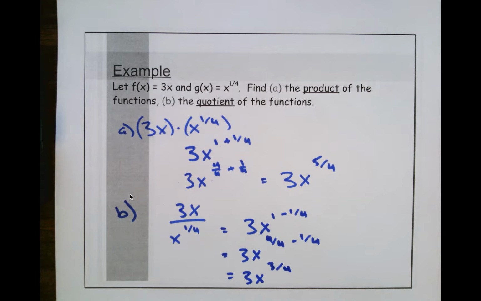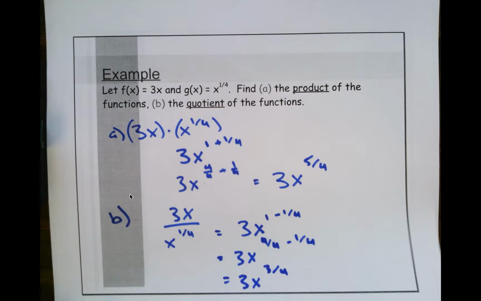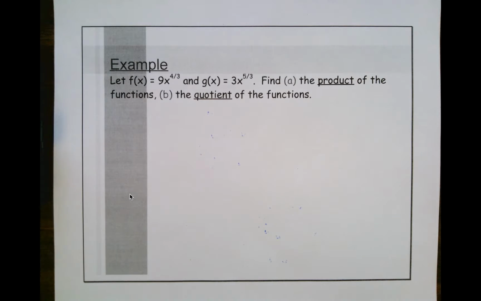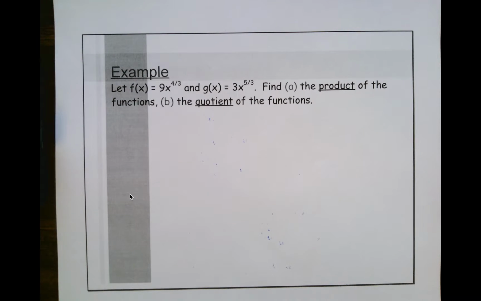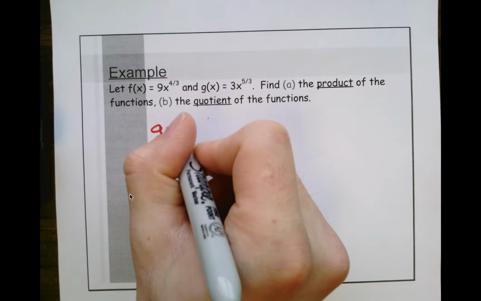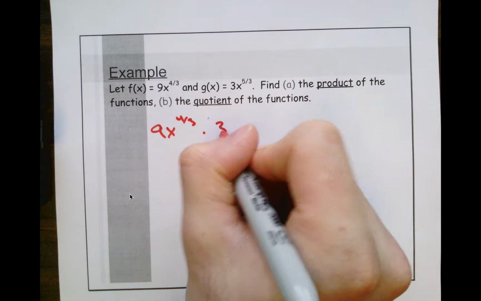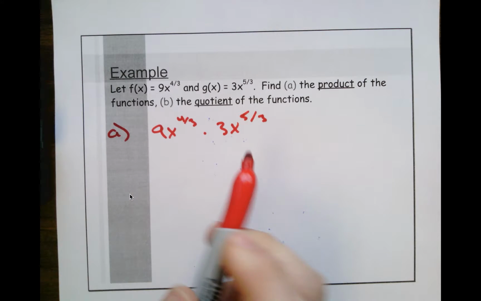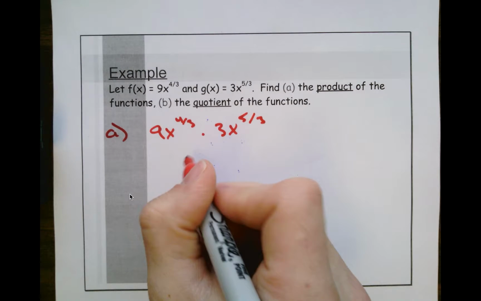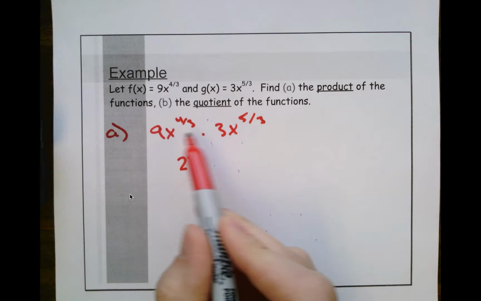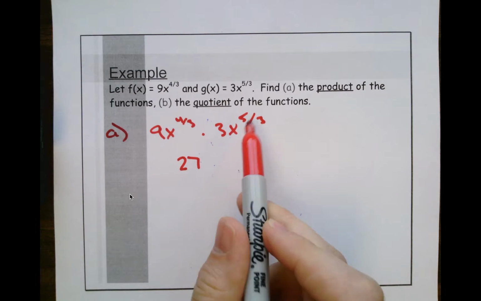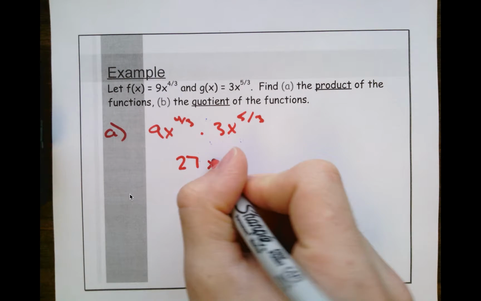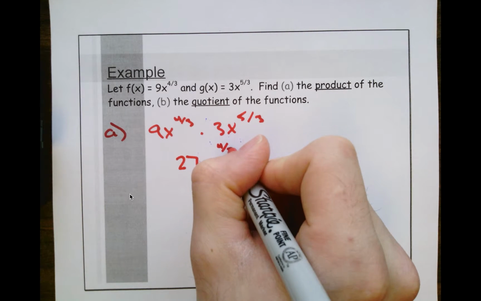Really all that is just combining a bunch of the different skills that we've been working on. Nothing totally brand new. And we'll go through one last one, and then you guys will practice on your own. Product, we need to do 9x to the 4/3 times 3x to the 5/3. So looking at this, first things first, multiply the constants. 9 times 3 would be 27. We're multiplying two things of the same base, x to the 4/3 and x to the 5/3. So what that means is I'm going to have to add my exponents.